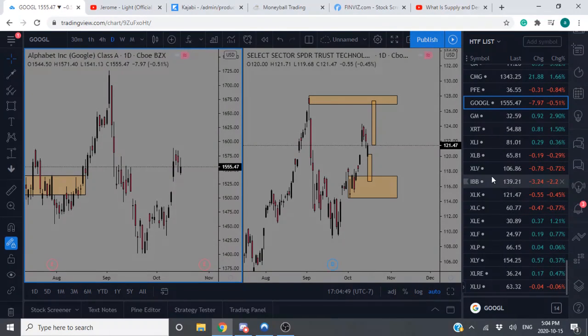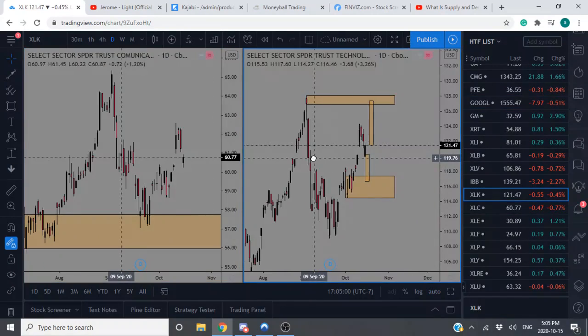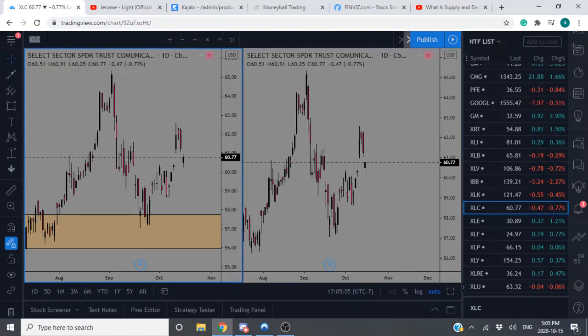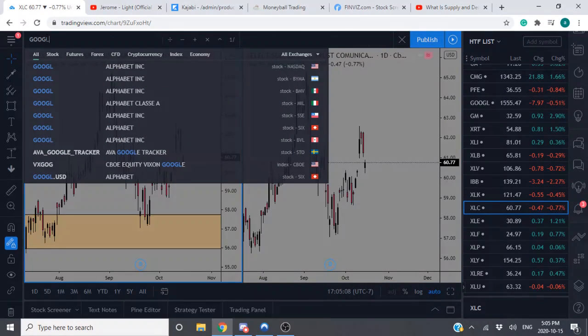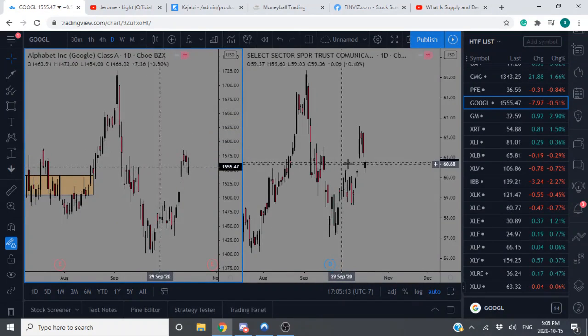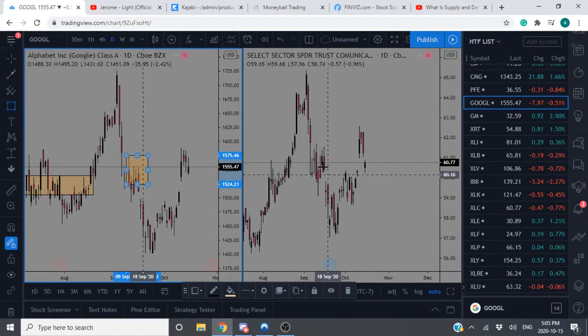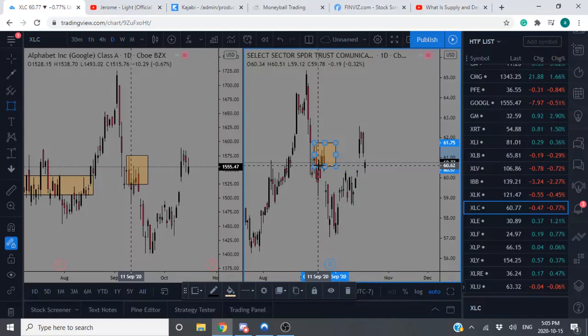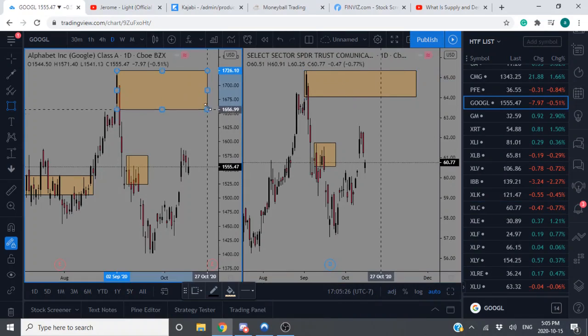So we got materials, healthcare, technology, real estate, industrial, communication, right here. So let's look at the daily time frame. Communication, GOOGL. Okay, so there we go. Daily time frame. These look pretty identical, don't you agree? Right? You still have this area of supply, which is the same zone as this. You have the same zone as this and this, right?